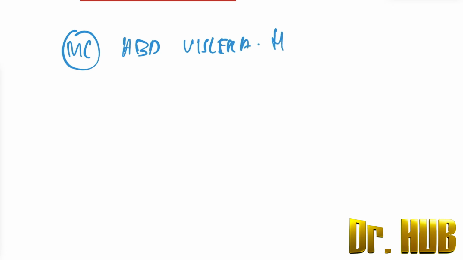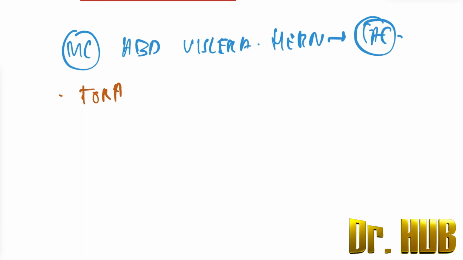Then, the two well-recognized congenital sites where the abdominal viscera can herniate into the chest are, so the most common sites where the abdominal viscera herniates into the sac. Here the answer is the foramen of Morgagni.